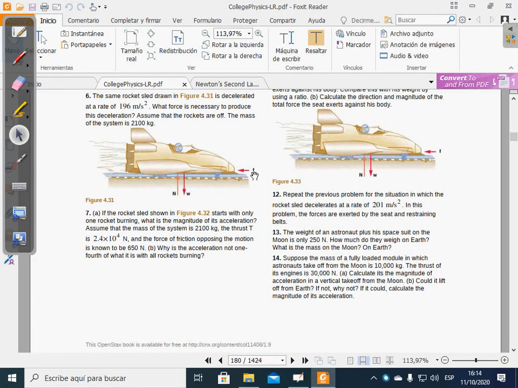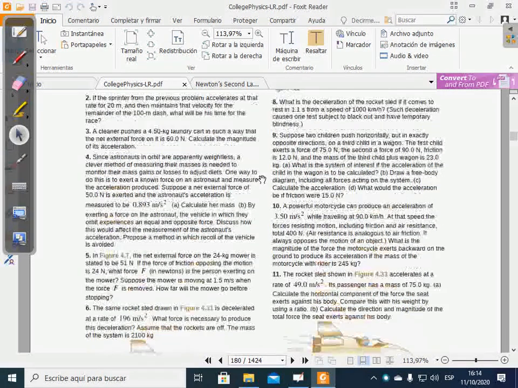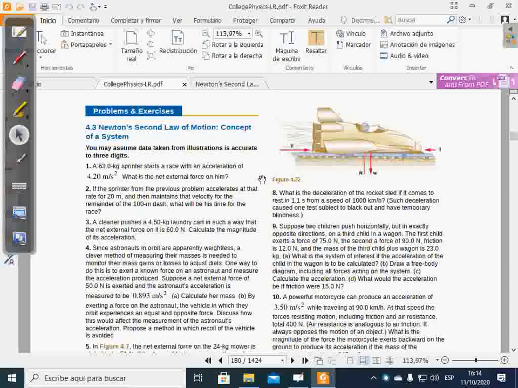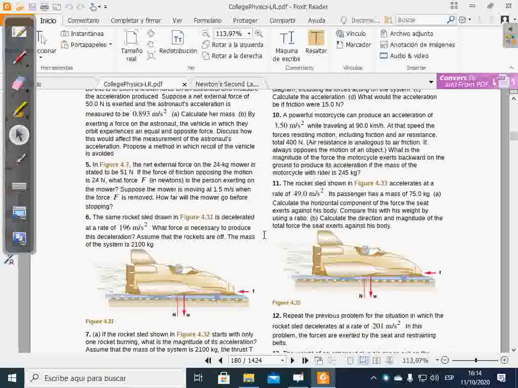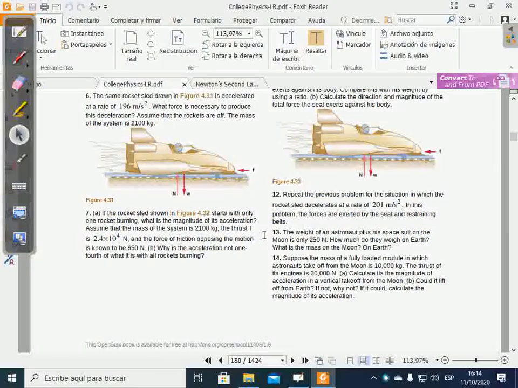Alright, today we're going to solve another problem from the topic Newton's second law of motion, concept of a system. This time we're going to solve exercise 14, which says, suppose the mass of a fully loaded module in which astronauts take off from the moon is 10,000 kilograms. The thrust of its engines is 30,000 newtons. Calculate the magnitude of acceleration in a vertical takeoff from the moon. First we're going to work with part A and then we will go with part B.